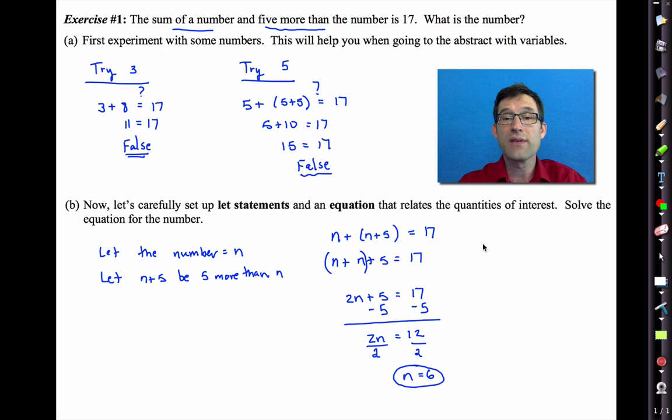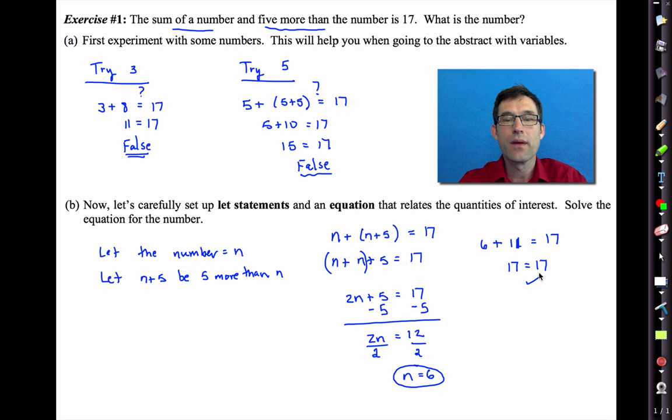Now, of course, I can check this pretty easily because this one, at least, I can take my number, 6. I can add it to 5 more than the number, which is 11 now. That almost looks like a 12. And I can find that that is, in fact, now a true statement. That actually makes the statement true.